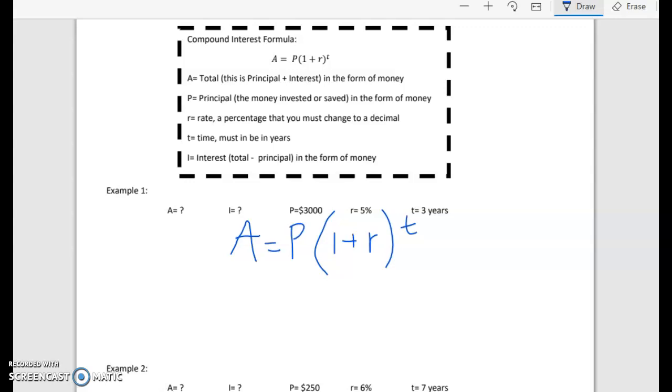So for the example, when I went ahead and wrote the formula down, I'm going to do that for each of them. For every question that you work on your own, you are going to write the formula, and then you're going to plug it in. So I'm going to go ahead and plug in. My principal is 3,000. I'm going to do 1 plus 0.05. The reason it's 0.05 is because I have to change the percent to a decimal.